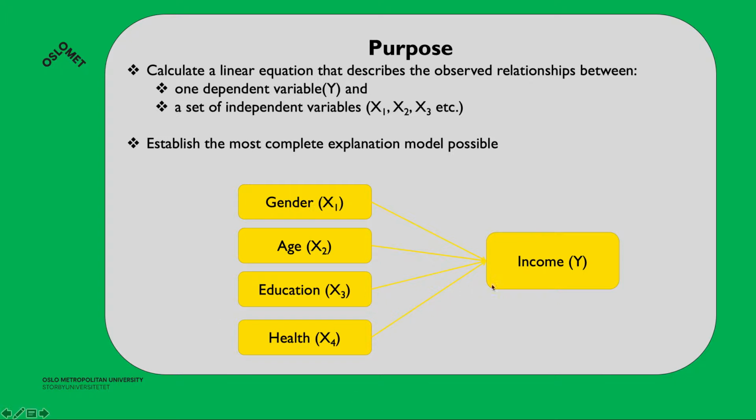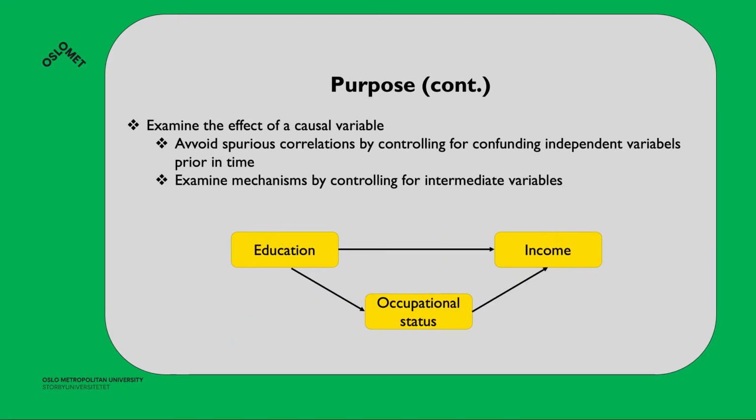In this instance, for example, if we want to explain the variation in income, we include gender in our model, age, education, health, because we know that these independent variables have an effect on income and explain part of the variation in income. So we want to establish the most complete explanation model possible when explaining variation in the phenomenon we are interested in. The purpose can also be to examine the effect of a causal variable.